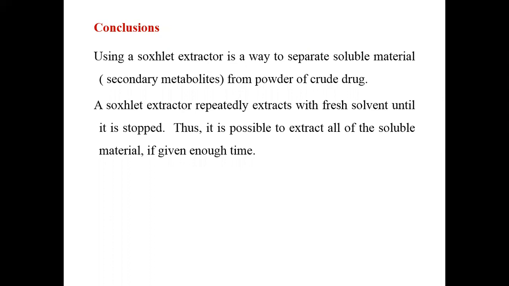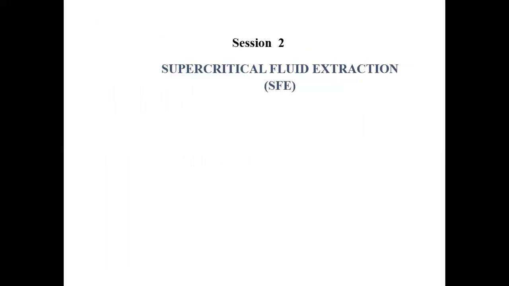Conclusion: using Soxhlet extraction is a way to separate soluble material such as secondary metabolites from a powder or a fluid. A Soxhlet extractor repeatedly extracts with fresh solvent until it is stopped. Thus, it is possible to extract all the soluble material if given enough time. So, the next session is on the supercritical fluid extraction method.